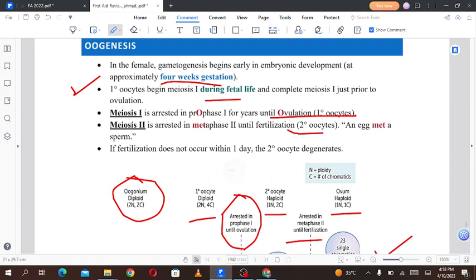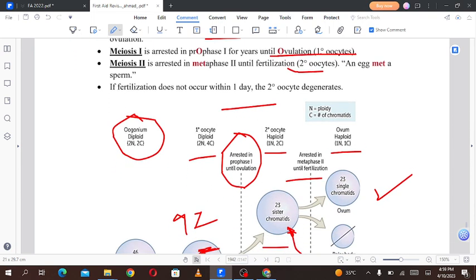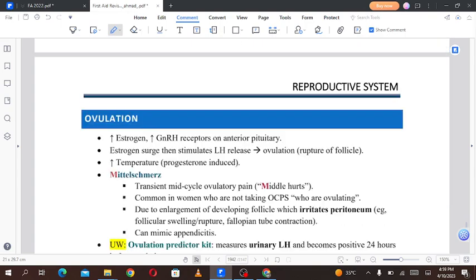So now you can see that its ancestors, the primary oocyte and the oogonium, could wait there for years, but the secondary oocyte is very hasty, so it cannot wait so long. If within 1 day the sperm does not come, it becomes very angry, and in that anguish it just undergoes apoptosis and degenerates. So moving on to ovulation.